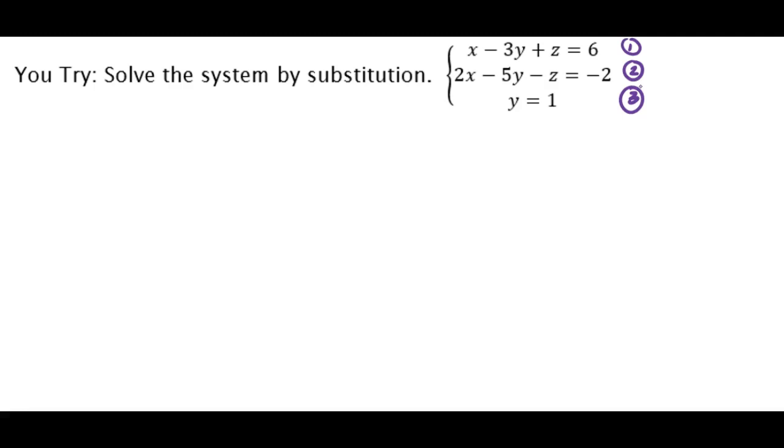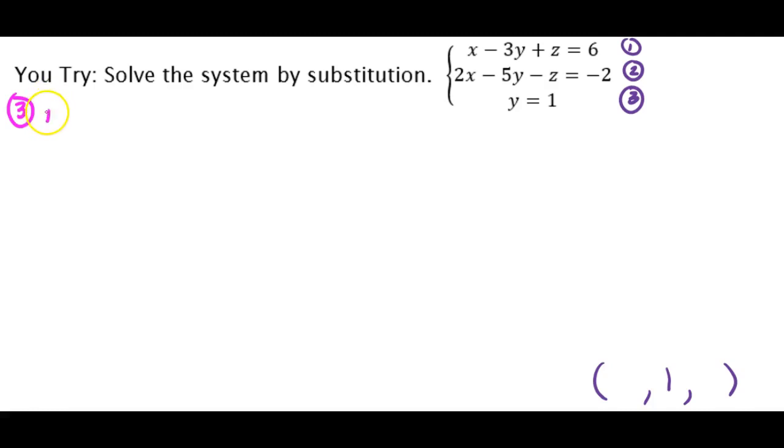So not only is that going to make my life a little bit easier, but I actually already know that my final answer, which is going to be an ordered triple, my y value is going to be 1. So I only need to solve for x and for z. So what I'm going to do is take equation 3 and plug it into each of the other two equations.